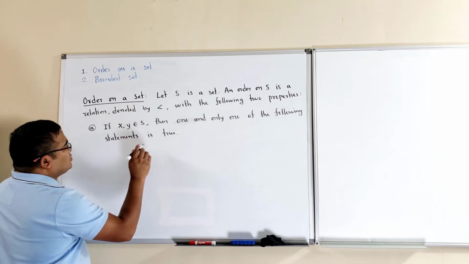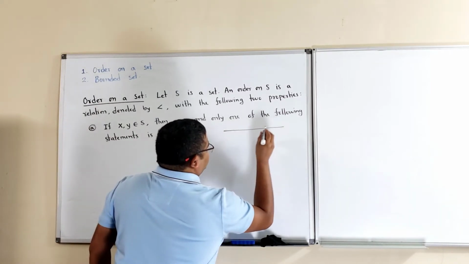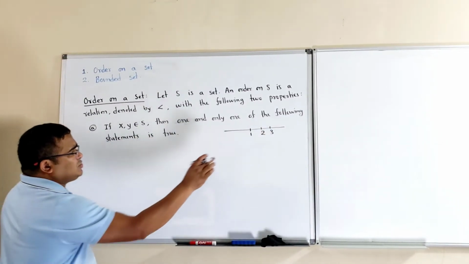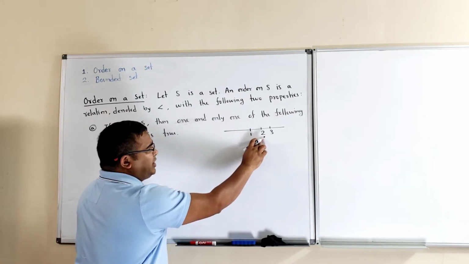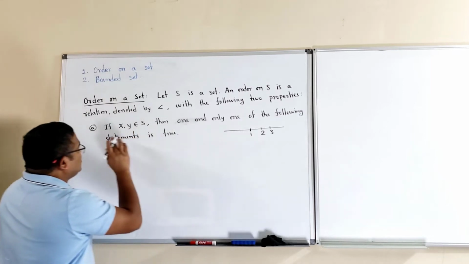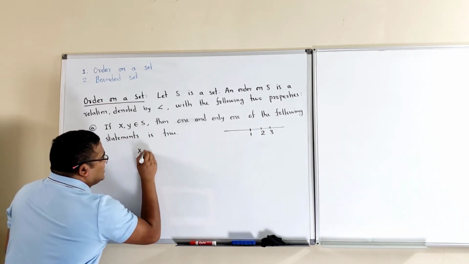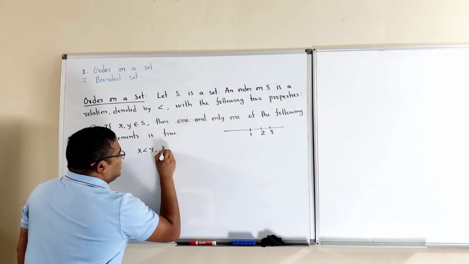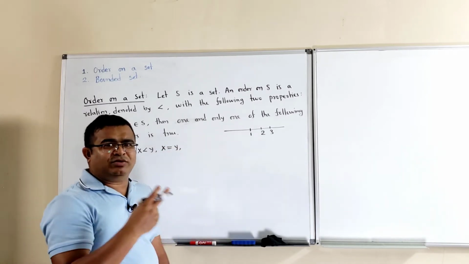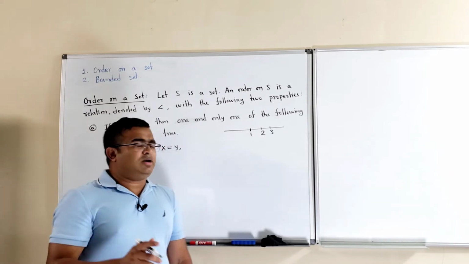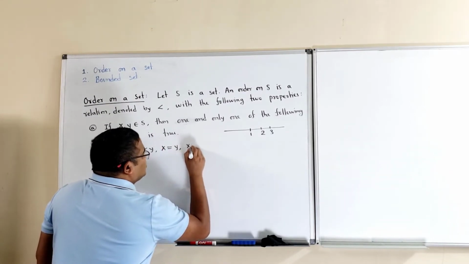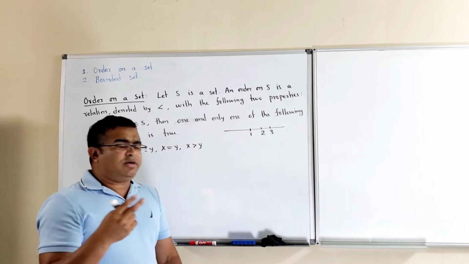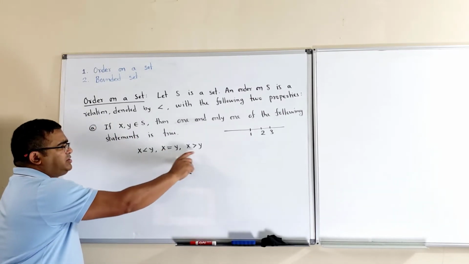If you consider two numbers on the real line, like 1 and 2, then 1 is less than 2 and 2 is more than 1. So either 1 is less than another, like 1 is less than 2, or both are equal, like 2 and 2, or x is more than y, like 2 is more than 1. So if you consider two numbers, only one of the following three statements is true.